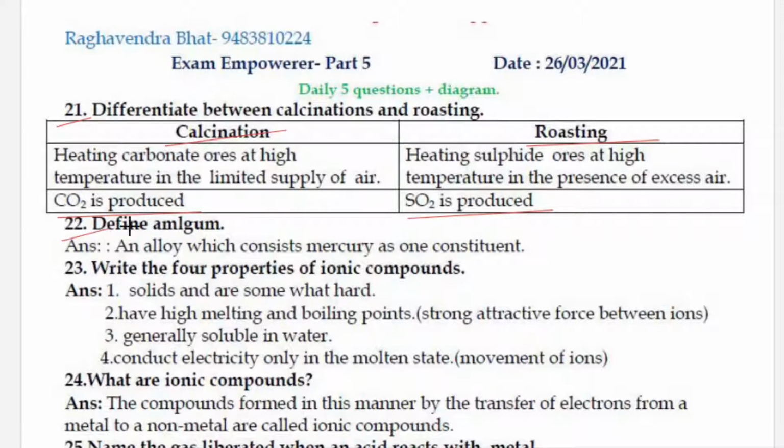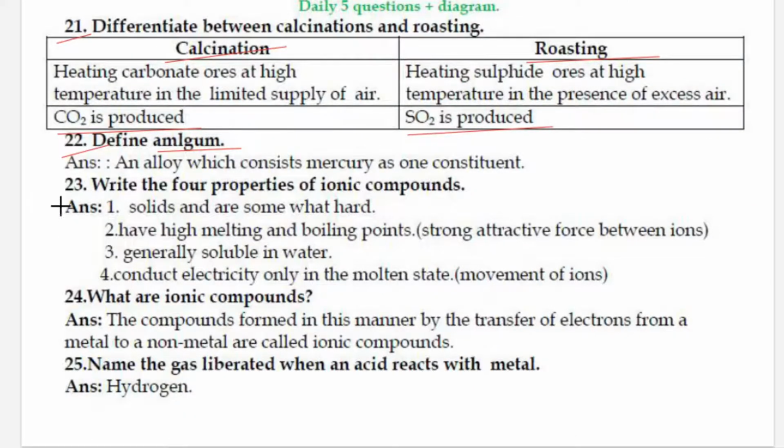Question number 22. Define amalgam. An alloy which consists of mercury as one constituent is known as amalgam. Next one. Write the four properties of ionic compounds. Solids and somewhat hard, have high melting and boiling points, strong attractive forces between ions. Ionic compounds are generally soluble in water and conduct electricity only in the molten state, due to movement of ions.